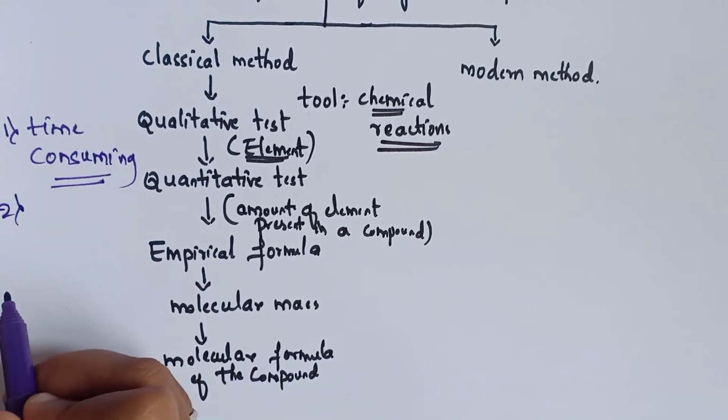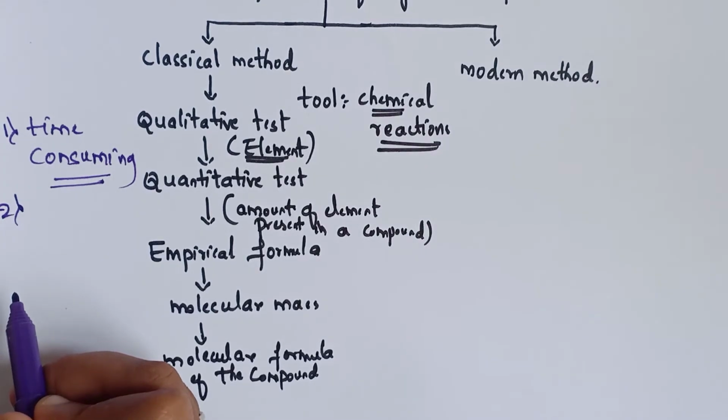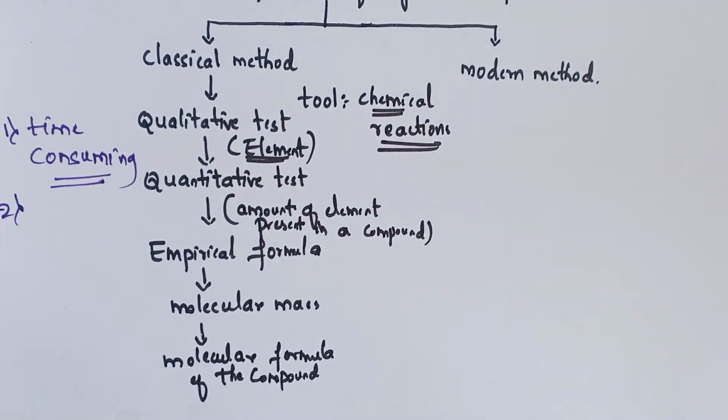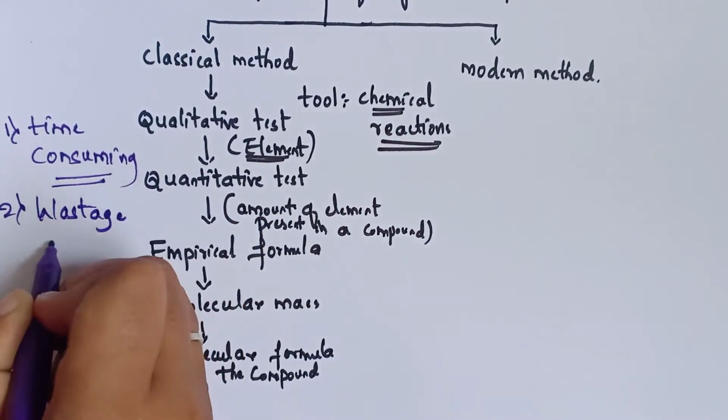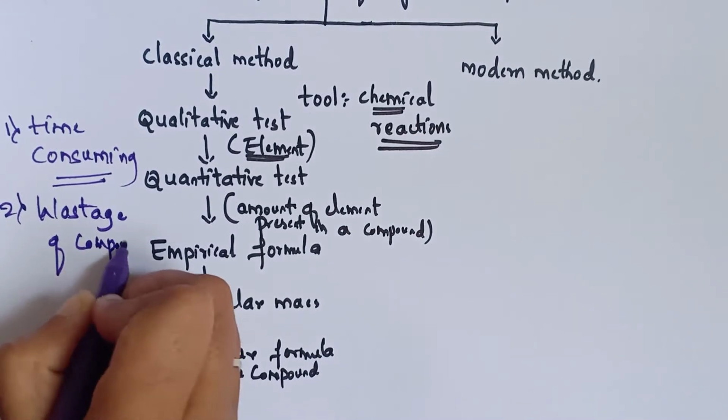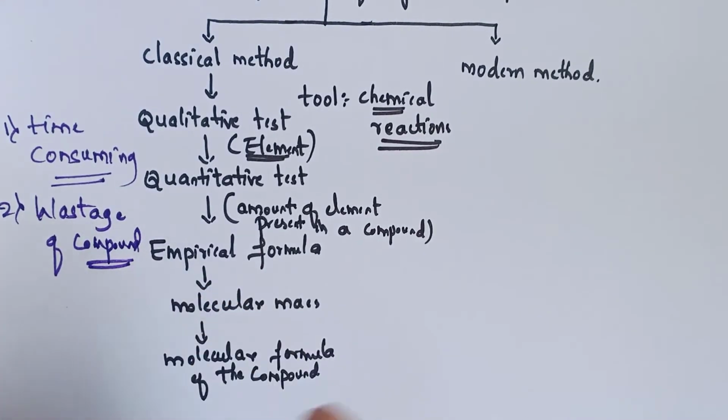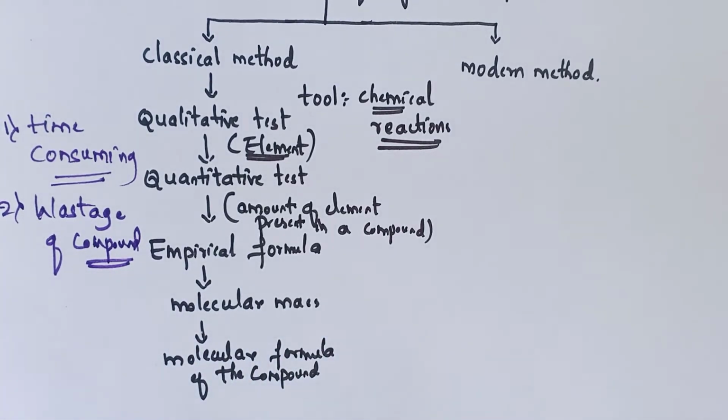And the second major disadvantage is that if we have taken the compound in grams, we will end up in milligrams. So here the wastage of the compound will take place. So the second disadvantage is wastage of compound. That means if we have taken the compound in grams, we will end up in milligrams. So these are the two major disadvantages of this classical method, and the modern methods are very convenient for us to identify the organic compound.